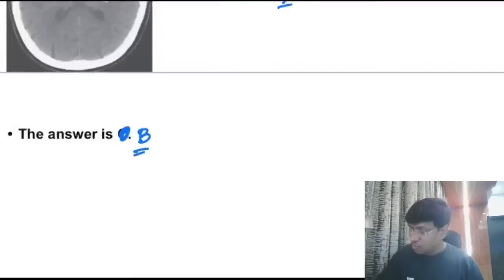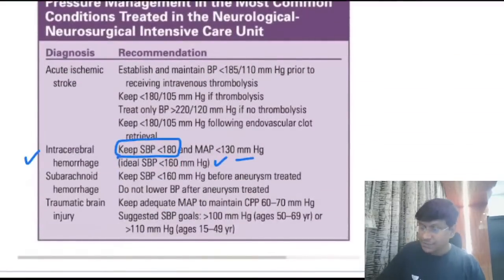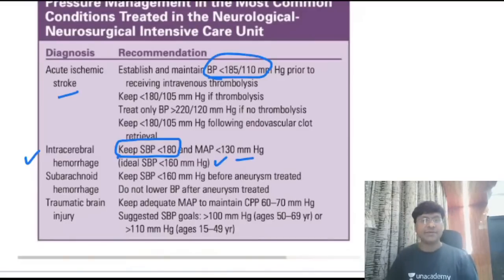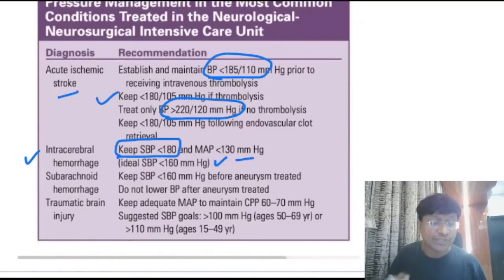Okay, right. Now, what about the other scenarios? You see in case of acute ischemic stroke, how much is the blood pressure that you need to maintain? If it is prior to receiving intravenous thrombolysis, less than 185 by 110 millimeters of mercury. And if the patient is undergoing thrombolysis, at the time of thrombolysis, just keep the blood pressure less than 180 by 105. And with no thrombolysis, more than 220 by 120 millimeters of mercury.